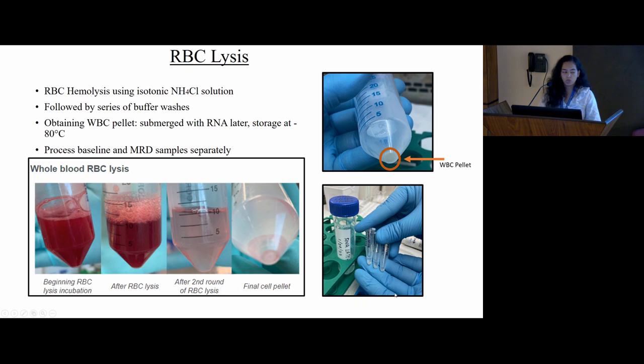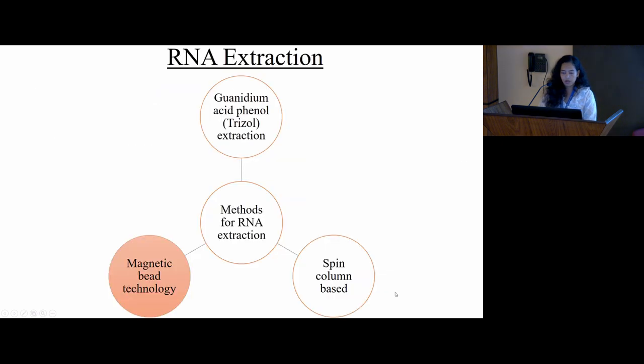So now after your WBC pellets are prepared, we will go for nucleic acid extraction, so RNA and DNA extraction. TRIzol, which was the conventional method for RNA extraction, was used before, but now nobody uses it because of suboptimal RNA quality. Spin-based column and magnetic bead technology is what people are using right now. Spin column based is also a good technique, but a limitation is that the silica membranes get clogged if you are using too much sample. So magnetic bead based technology by Promega is what we are using in our laboratory.